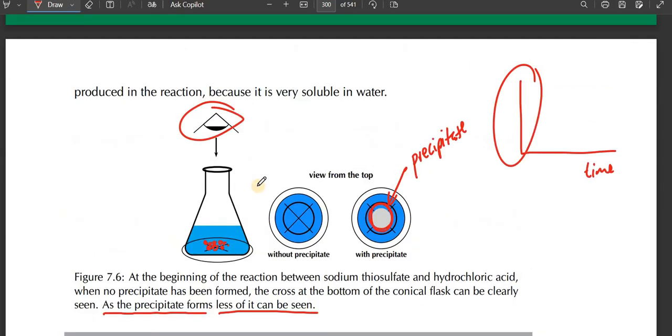Just understand, guys, that what we are trying to do here is to measure how fast the products are being formed. Now, how fast this solute or this precipitate is blocking our view tells us about how fast the reaction is. Okay, that is as simple as that.